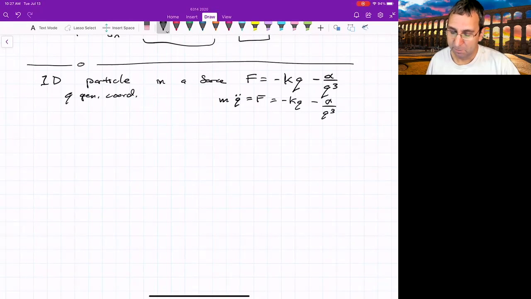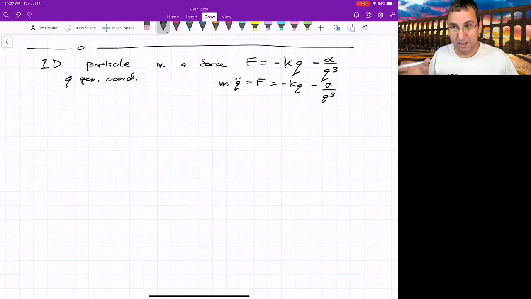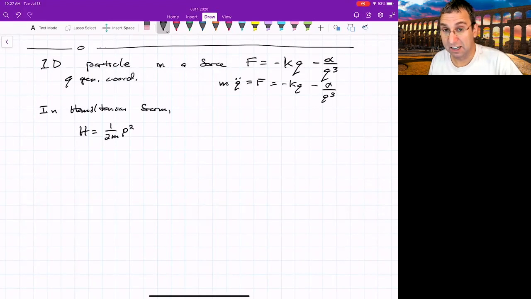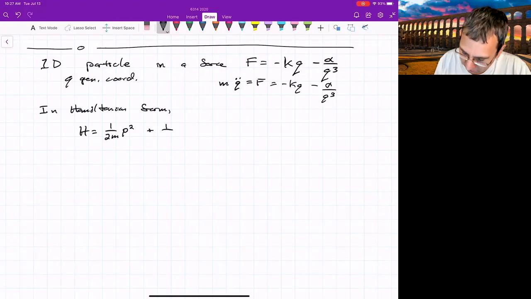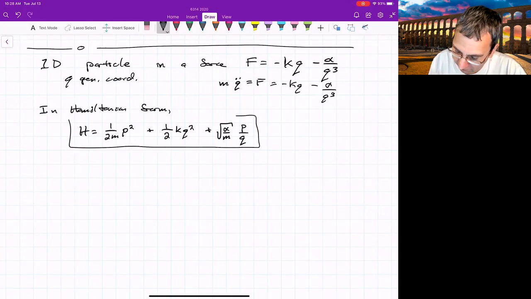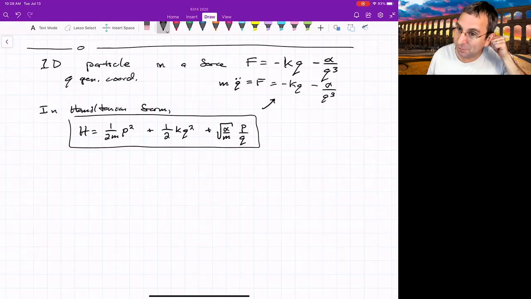It looks really nonlinear. But this is part of the magic of the Hamiltonian world: if you can find a good canonical transformation, you could simplify this. First, we need to write it in a Hamiltonian form. The Hamiltonian for this is 1 over 2m p squared, that looks like a kinetic energy term, plus 1 over 2 k q squared. That looks like what you get for a restoring force, like a spring. And then something weird, square root of alpha over m times p over q. Now that looks really weird, but Hamilton's canonical equations for this Hamiltonian recover this up here. I guess I'll just leave that as an exercise. Well, I guess we could write it.